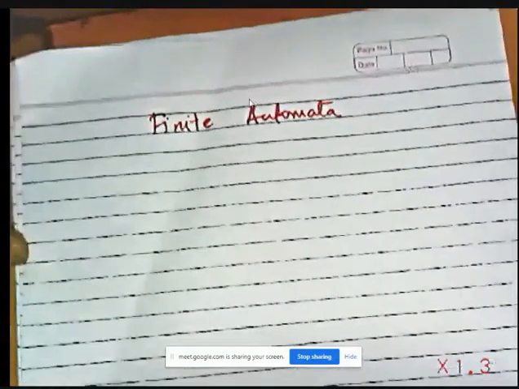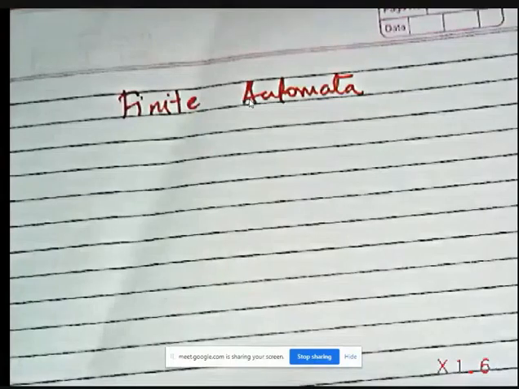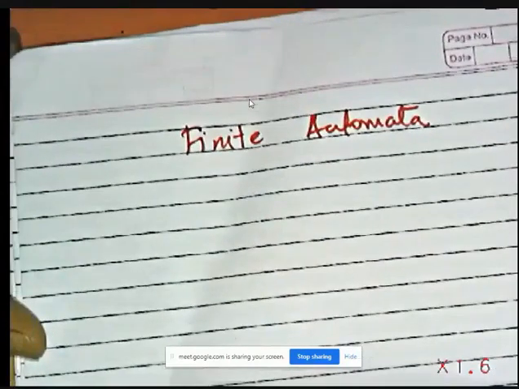Are you able to see? Okay, I think this is okay.